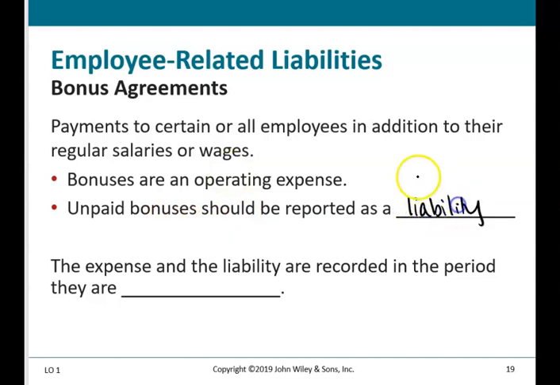Typically this is going to be a current liability because they're usually going to be paid out after the books are closed and we can determine exactly what was income for that most recent year end. The expense and the liability are recorded in the period that they are earned, really important, not in the period that they are paid out.